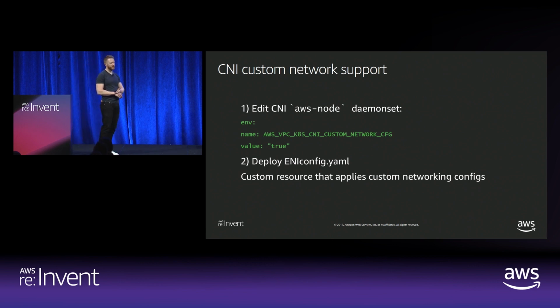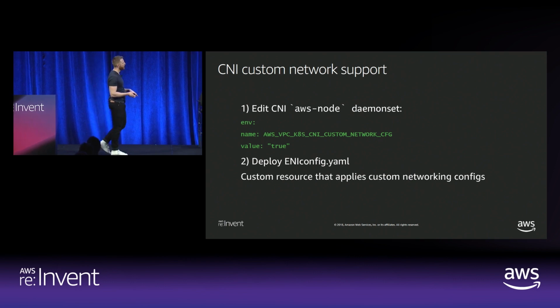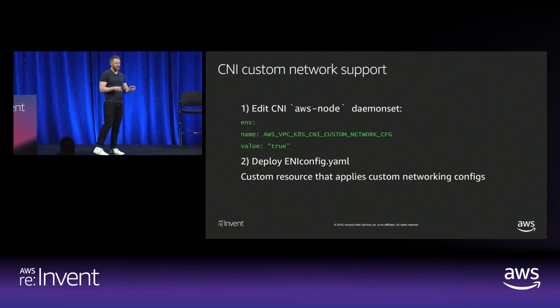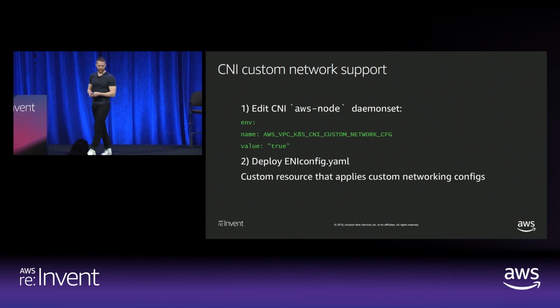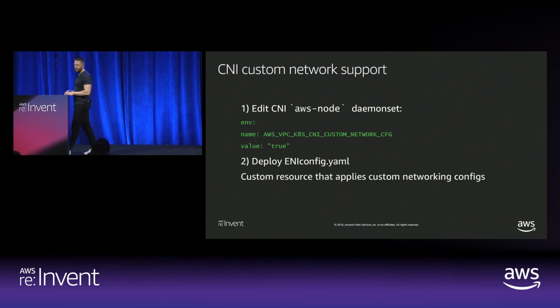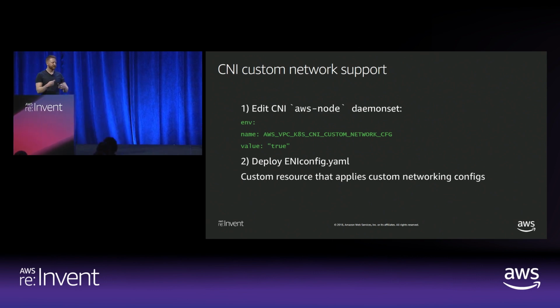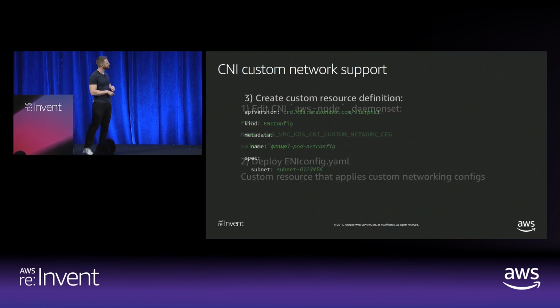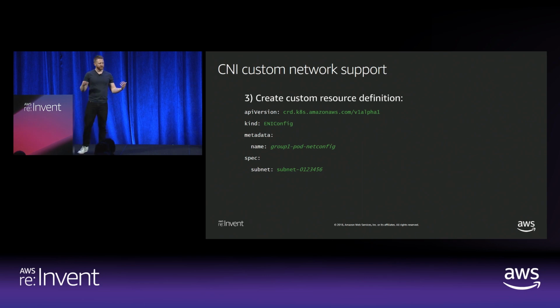So first of all, you need to enable the feature. And this is just a key value environment variable in the AWS node daemon set. AWS node daemon set is the CNI plugin, right? You then also need to deploy a custom resource that's responsible for actually applying the custom network configs to your pods. And then you can create a custom resource definition, which we call an ENI config.